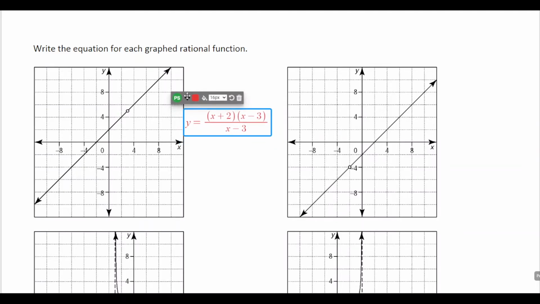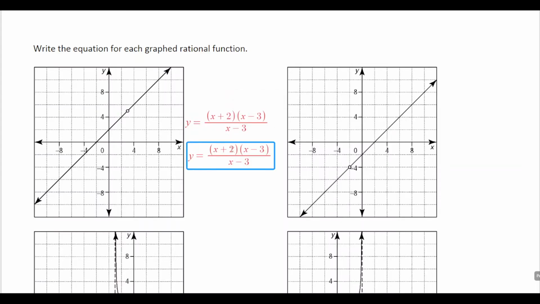So I'm pretty much done here for this one. If you want to multiply it together, you can. I don't think it's really necessary, but if you did multiply them together, you would get x squared minus x minus 6. So either one of these answers is fine.